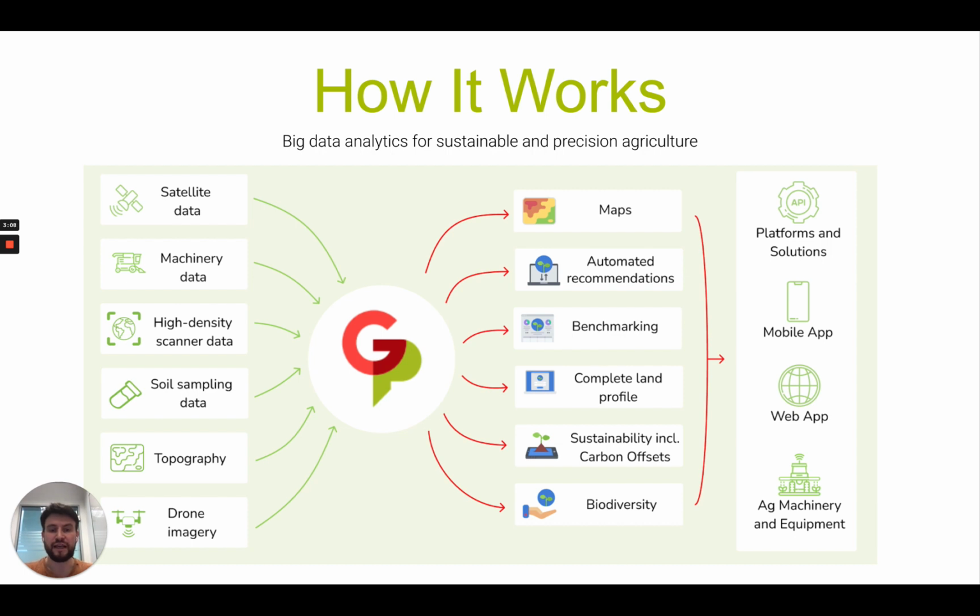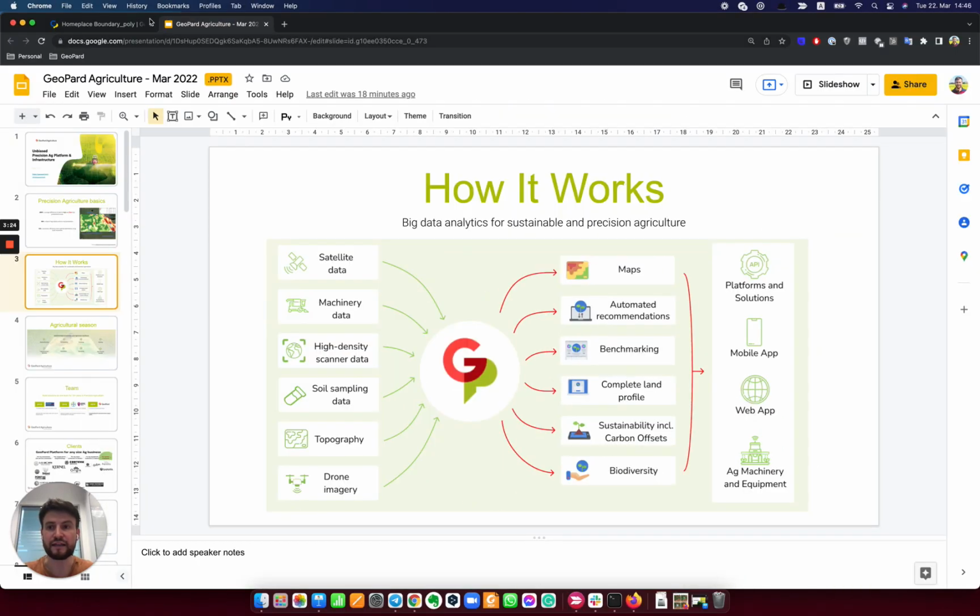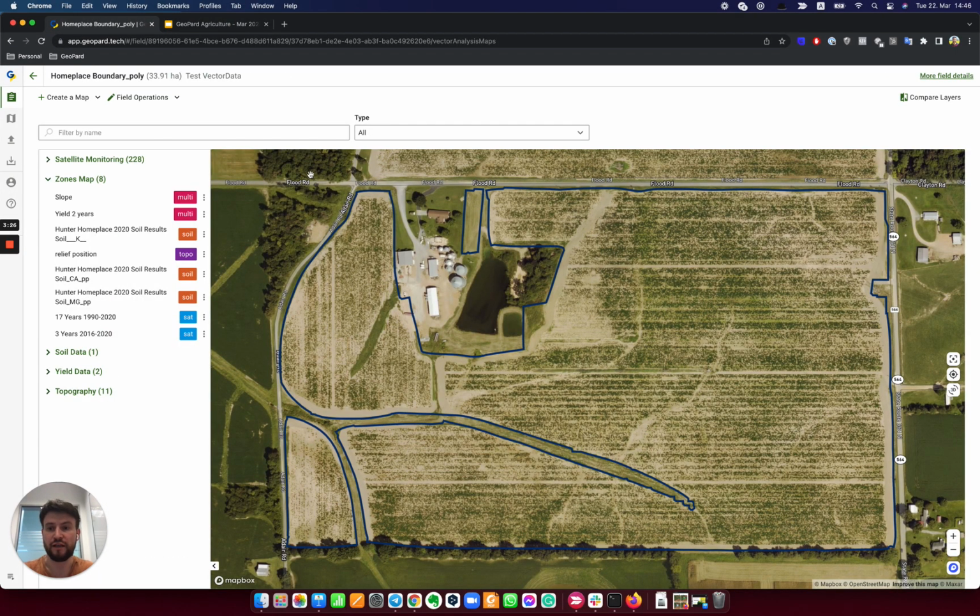Mobile applications, web applications, ag machinery, and equipment are places where you can upload any maps from GeoPard, and we're compatible with most modern formats like shapefile, ISOBUS, ISOXML, GeoJSON, and others. And I will very quickly show you what GeoPard is.